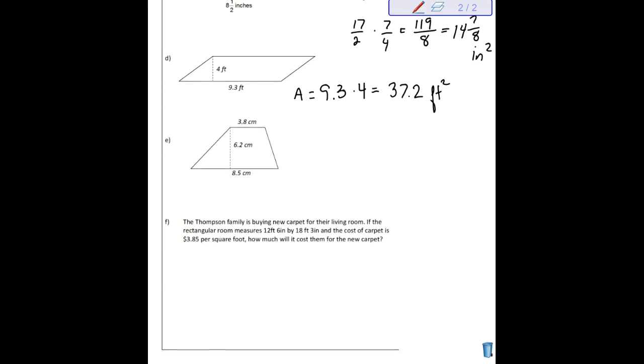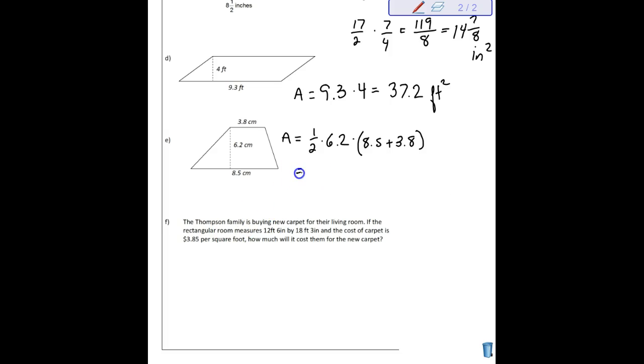And now we have this trapezoid. Remember, the formula for it is a little bit different. We take 1/2 times our height. Our height in this case is 6.2. And then we're going to multiply that times the sum of our two bases, 8.5 plus 3.8. Okay? Order of operations says we have to do that first.